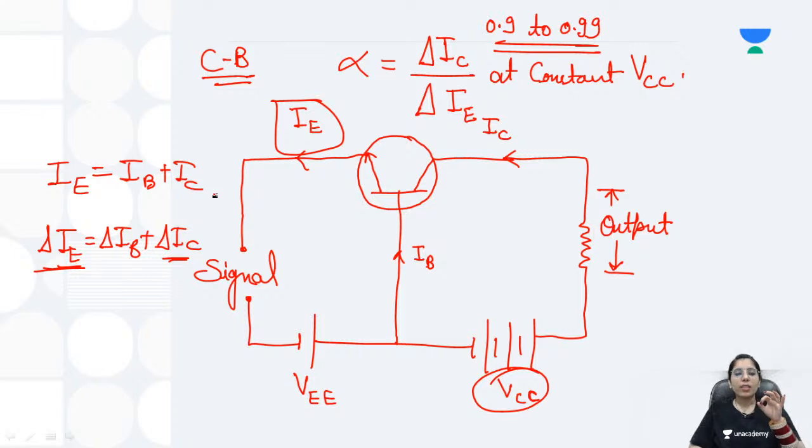Other than that, you can consider one more thing. What is that? That is simply, if we are going to have the emitter current present there, then what do we get?